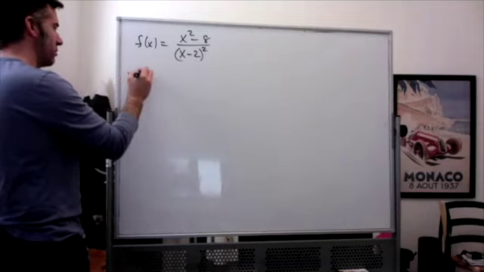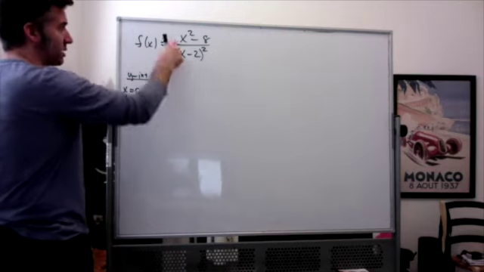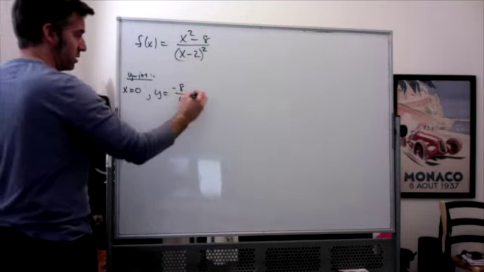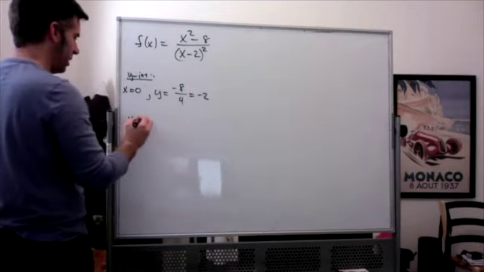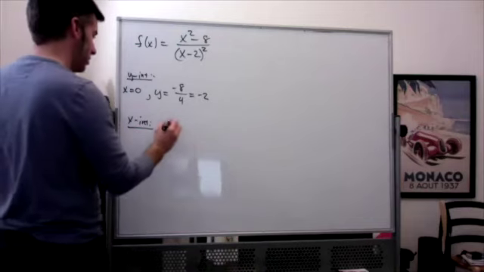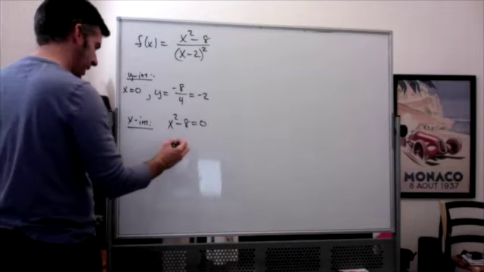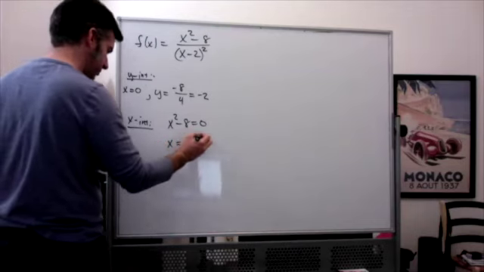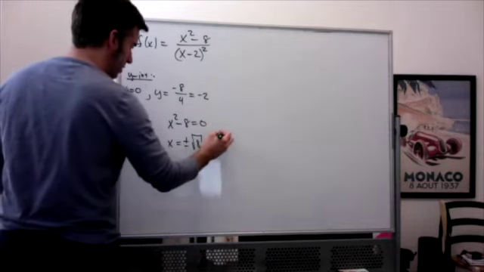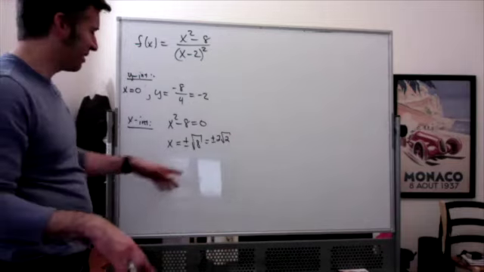So y-intercept, x equals 0. y is going to be (0 minus 8) over (0 minus 2) squared, which is negative 2. x-intercepts: for a rational function, you can just set the numerator equal to 0. You set x squared minus 8 equal to 0. You're going to get x equal to plus or minus the square root of 8, or if you prefer, plus or minus 2 times the square root of 2. It's about 2.8, a little less than 3.